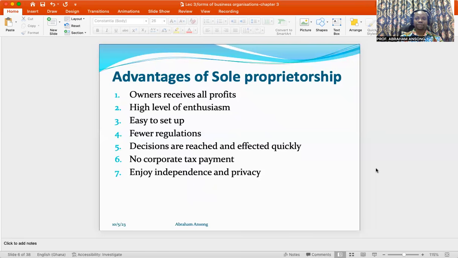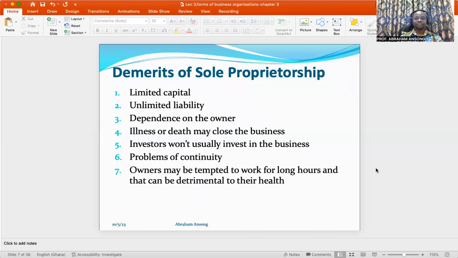If you are a sole proprietor, probably it's only the tax authorities that will be interested in knowing how much profit you have earned for the purposes of taxation, as we explained much earlier on. But the public shouldn't know the details of your business. And that is also an important advantage for sole proprietorship.